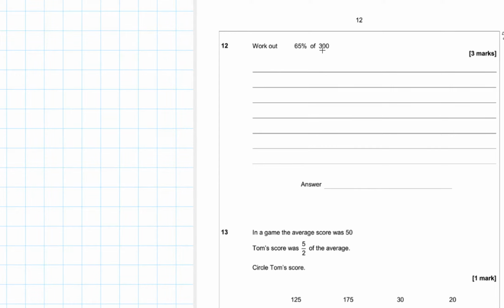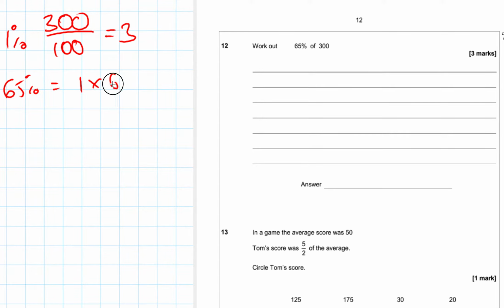The first one is to find 1% of 300. So to find 1%, we do 300 divided by 100, which equals 3. If you ever wanted to find 1% of something, 100 divided by 100 is 1. So that's where we get the 1% from. So 300 divided by 100 is 3. And then to find 65%, that's equal to 1% times 65. So we know what 1% is. That's 3. So it's going to be 3 times 65.